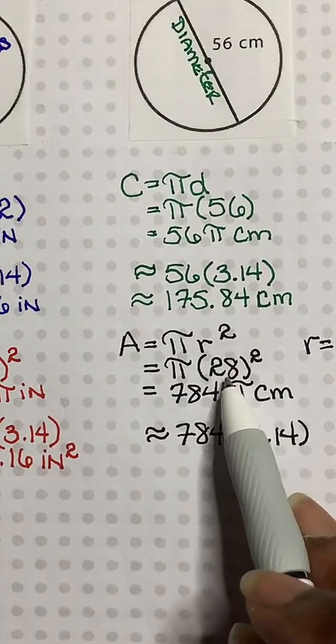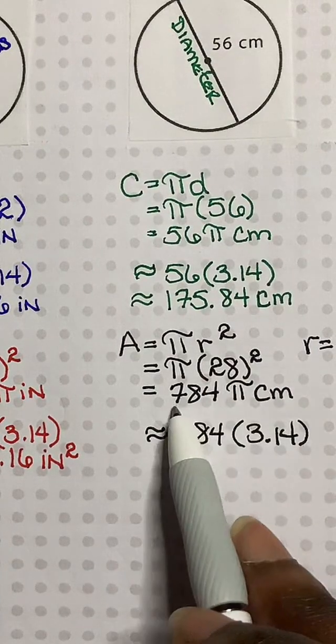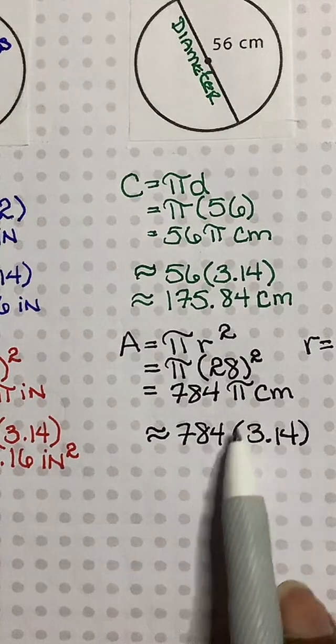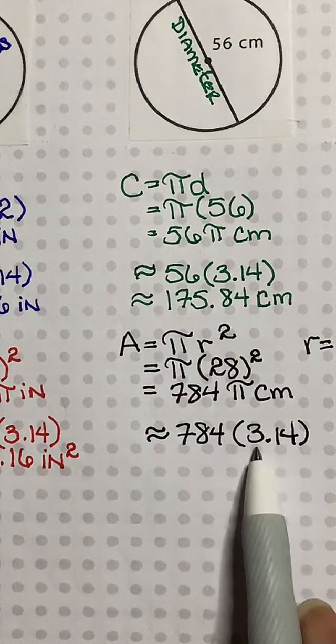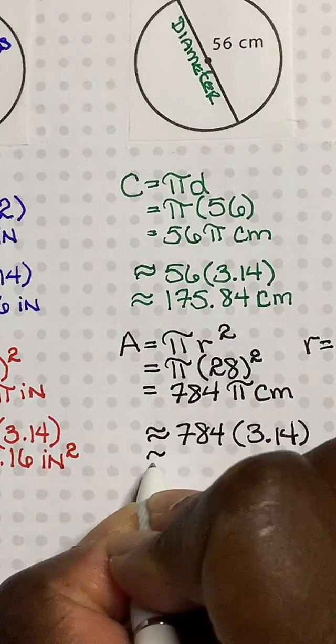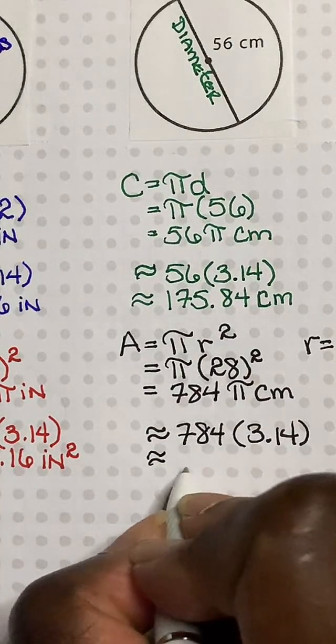Yes, so coach, since we already squared it and we got the 784 from it, we're basically finding the approximate. So we're changing that pi to 3.14. And then our approximation is going to be what?